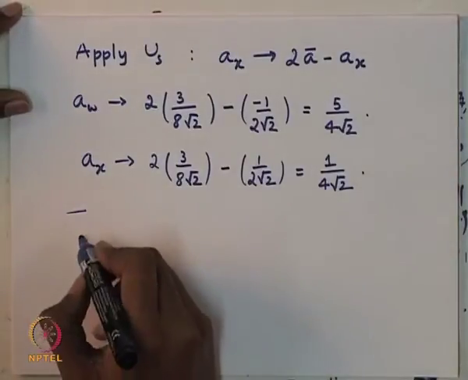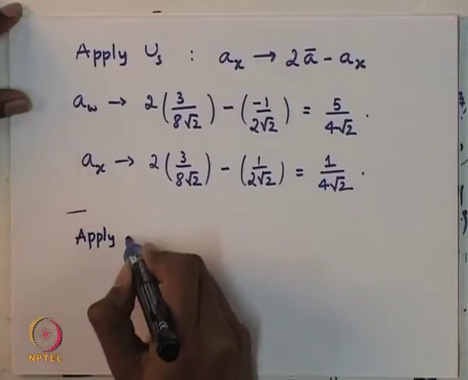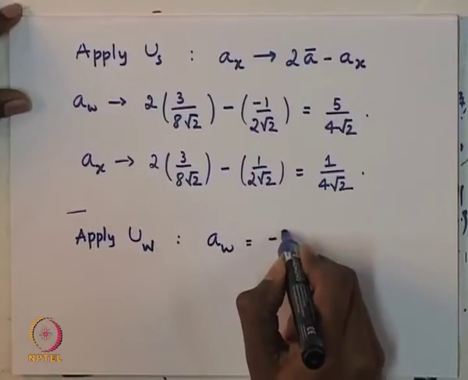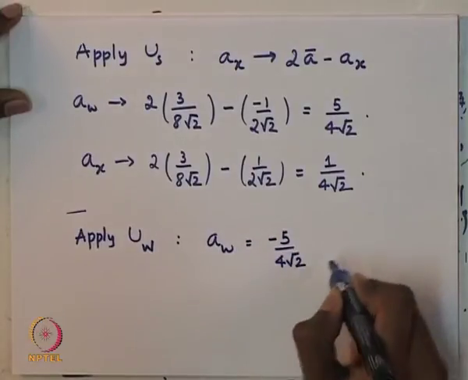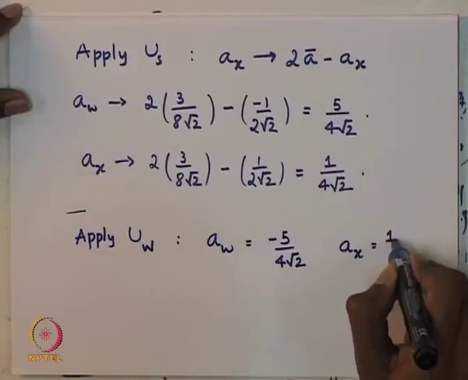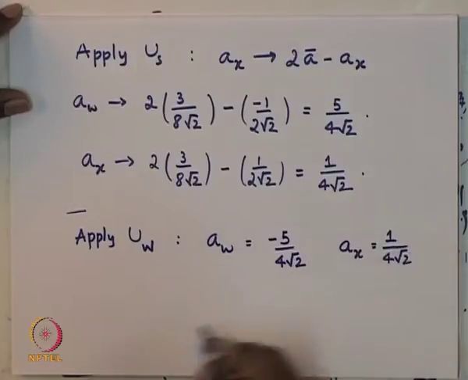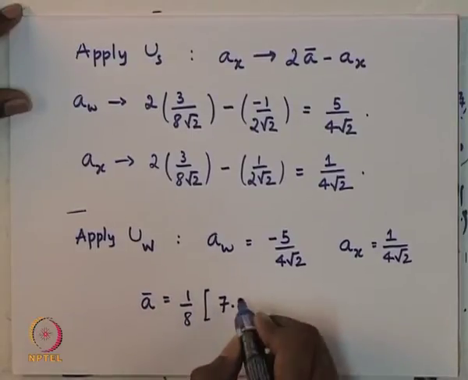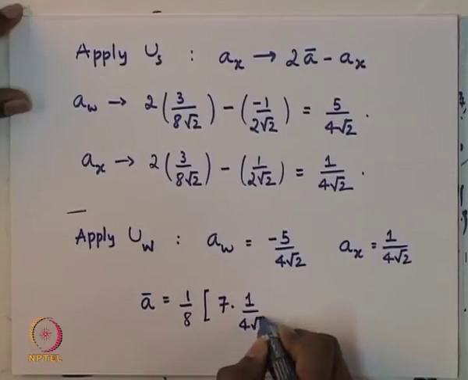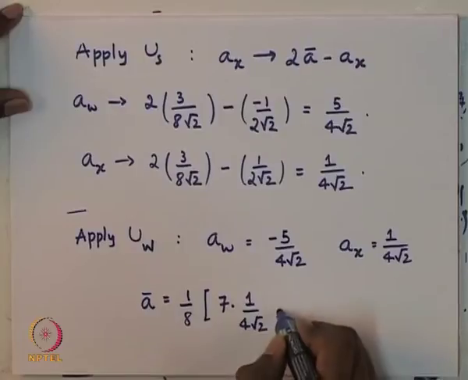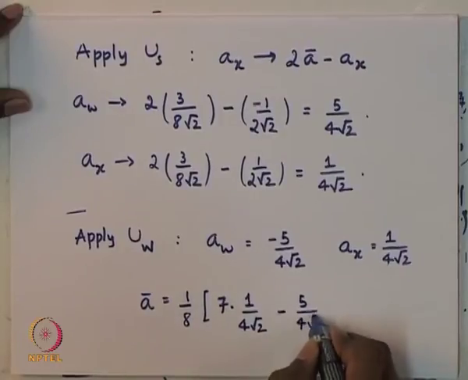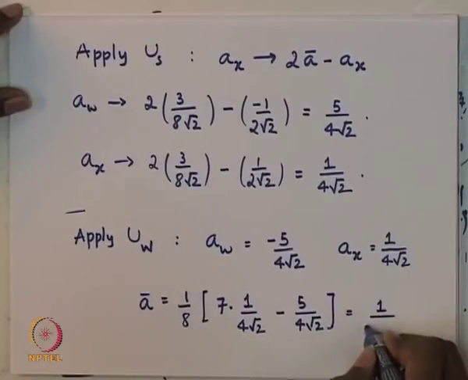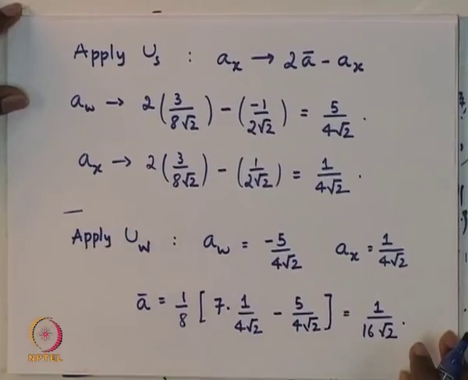So after applying UW again, we have AW as minus 5 by 4 root 2, as this is the marked state, and AX is 1 by 4 root 2, and the new mean is 1 by 8 times, as we have 7 unmarked states which correspond to 1 by 4 root 2 amplitude, and a marked state with 5 times 1 by 4 root 2 amplitude, and this gives us 1 by 16 root 2.